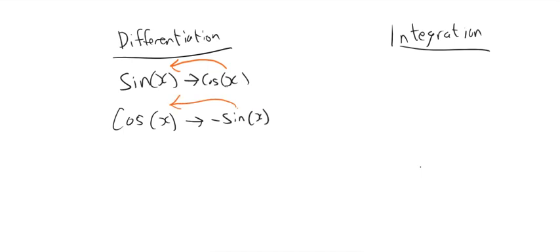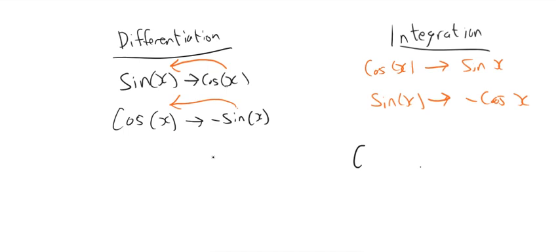So when we're integrating, cos x will go to sin x, and then sin x will actually go to minus cos x because the minus is there. So if I was integrating something like, let's just say, cos of 7x, I know that integrating it will go to sin, so it would be sin of 7x.